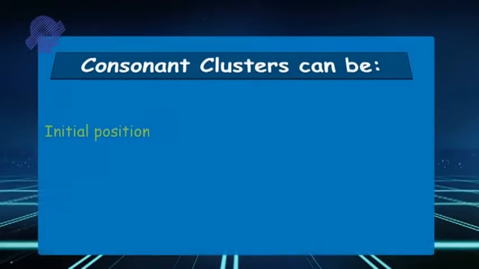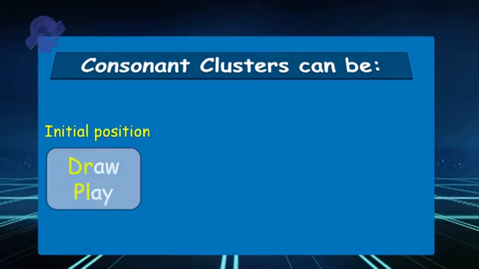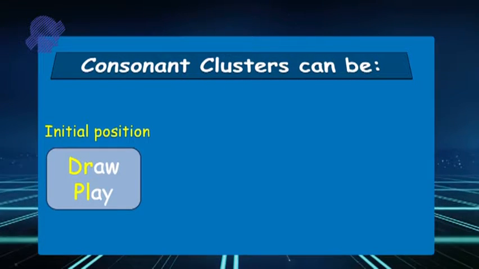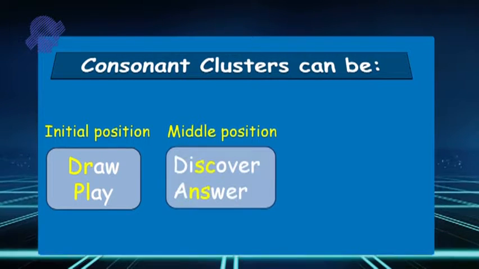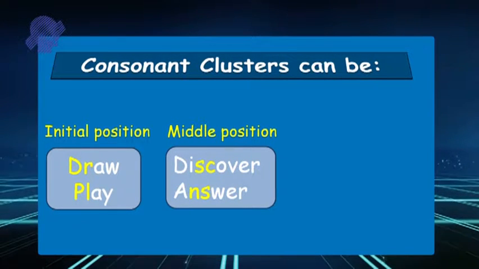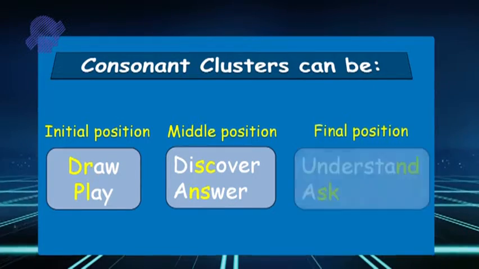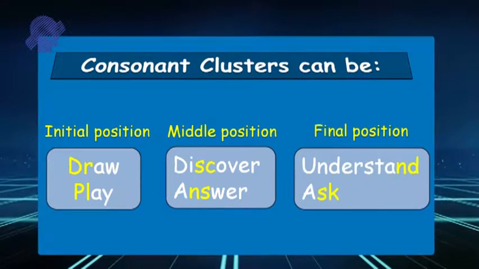And of course, a consonant cluster can come in 3 different positions. In initial position, like in draw, play, all right? Middle position, like in the word discover, answer, and in the final position, like in the word understand and ask. Okay, I think I got it now. And even our pupils have.